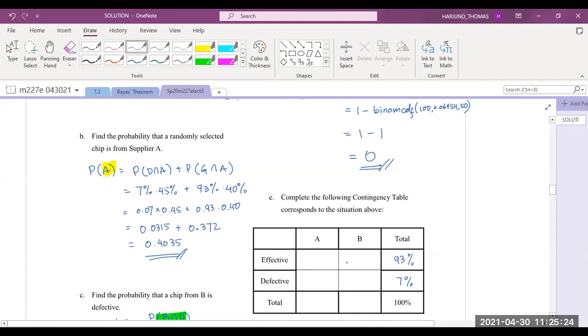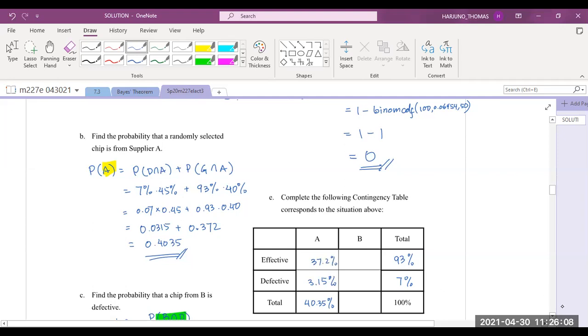Okay, from part B, we found out that 40.35% actually from A. In fact, we can go further. The defect and from A is here, right? Good and from A is this one. Okay, I will put those numbers in. So this will be 3.15%, and this will be 37.2%.